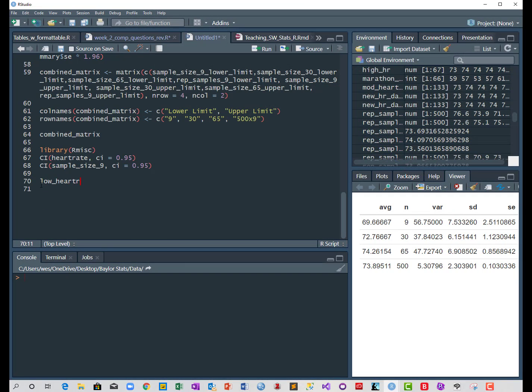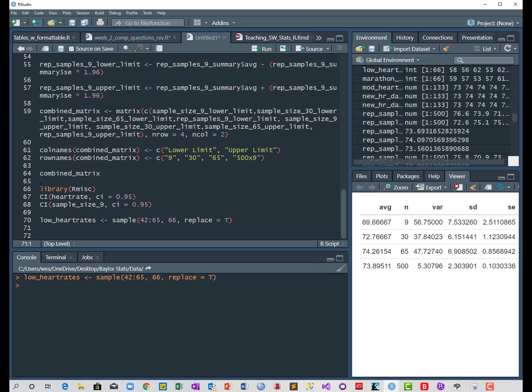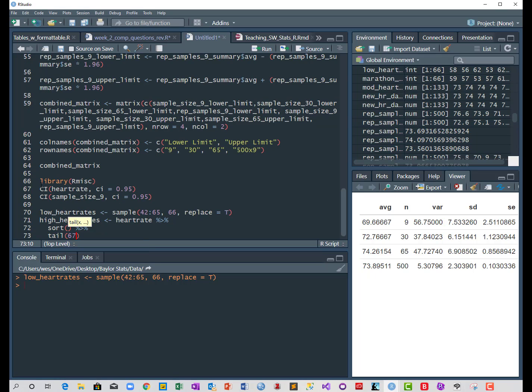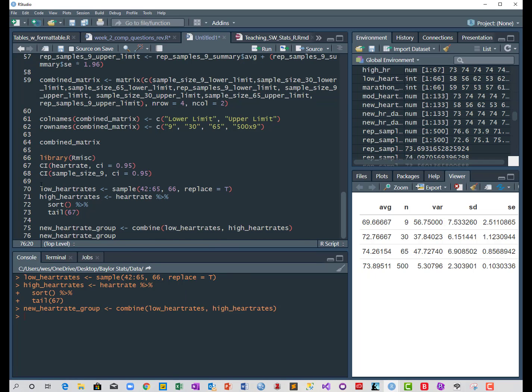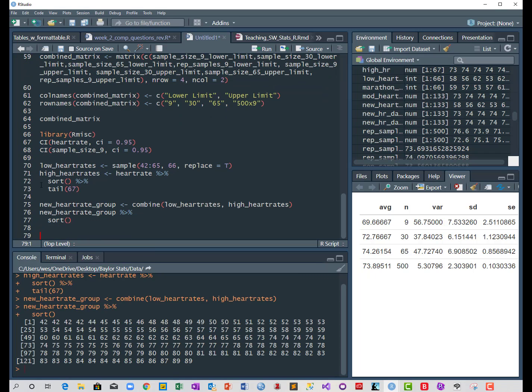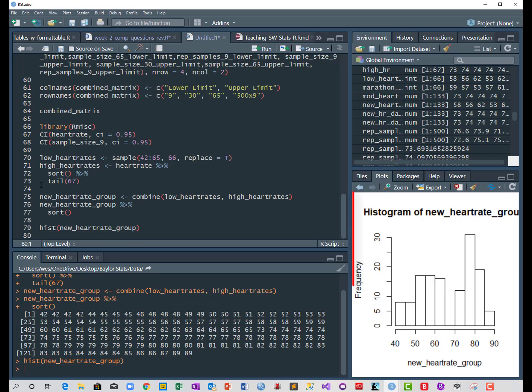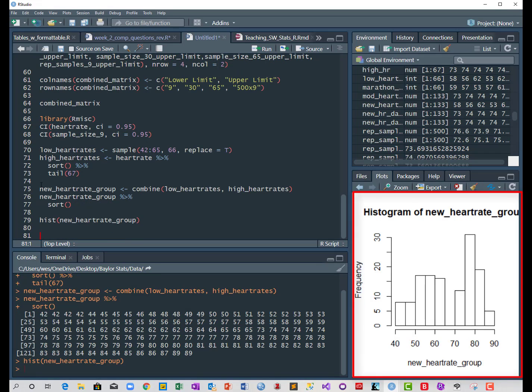Let's modify our data set to show how this can work. We'll create a random sample of 66 new heart rates that range from 42 to 65. We'll imagine that they were sampled from marathon runners. Now let's subset the highest 67 heart rates in our data set, which will give us a skewed distribution when they're combined. Our population distribution is now no longer normally distributed, but we'll use the same sampling technique as before.